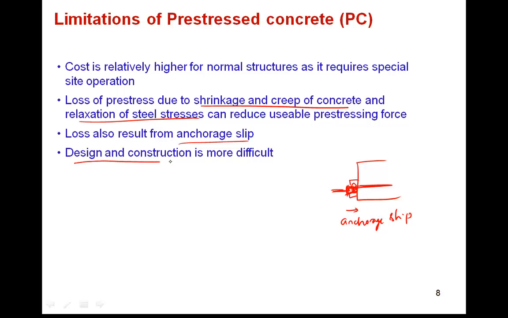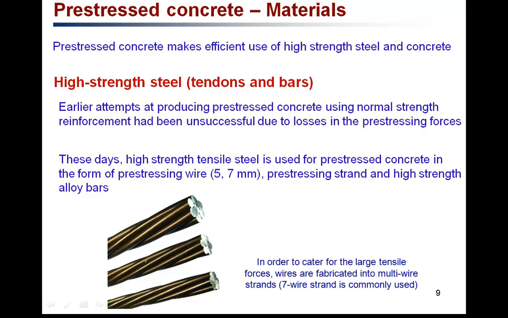And also the design and construction of the prestressed concrete structure is usually much more difficult than the reinforced concrete structure. So there are these limitations, but for particular, specialized structures, prestressing can be a good solution. And now let's look into the different materials that we use and their properties in the prestressed concrete structures. For prestressed concrete structures, we use high strength steel, which has strength much more than that we use for the normal reinforced concrete structures.